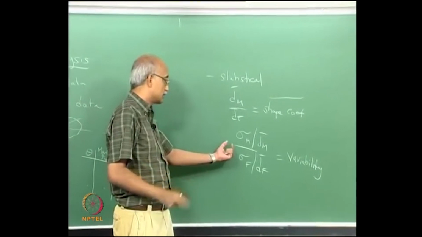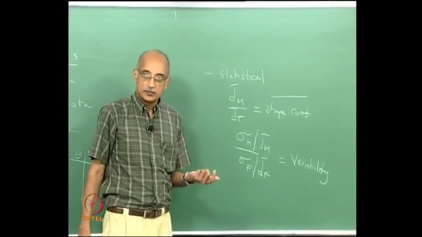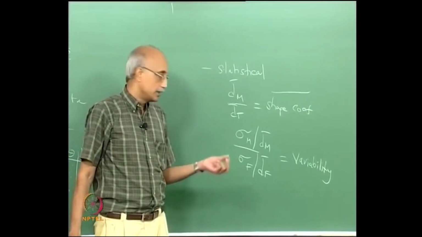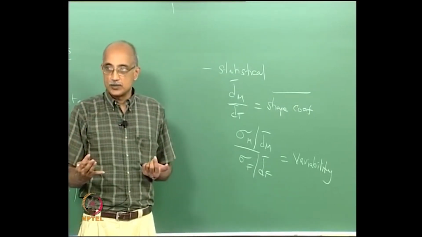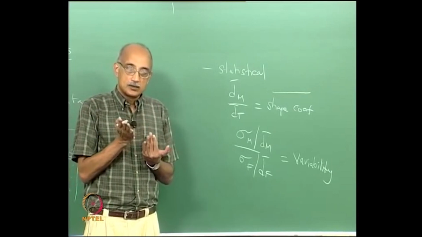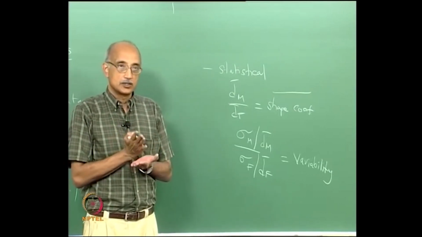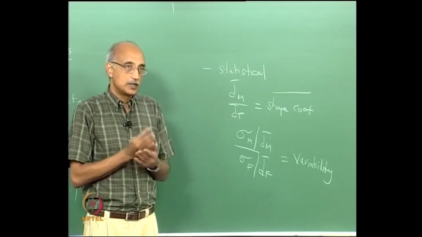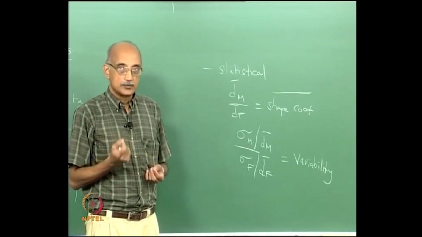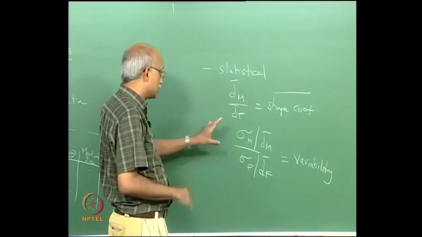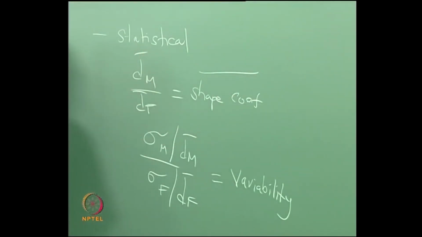So in other words, the higher this variability parameter, the indication would be that it's a highly irregularly shaped object, that depending on what angle of theta you look at, you can come to completely different conclusions about the shape of the object. So this is a statistical way of analyzing particle shape.